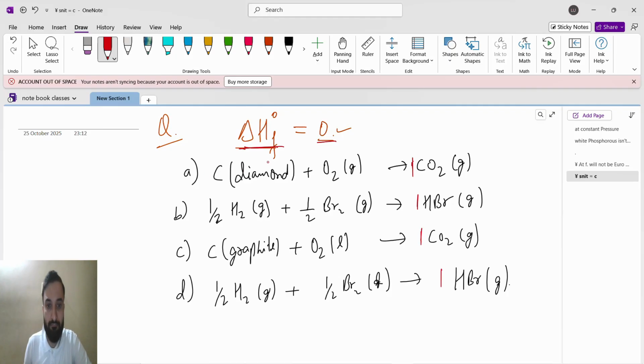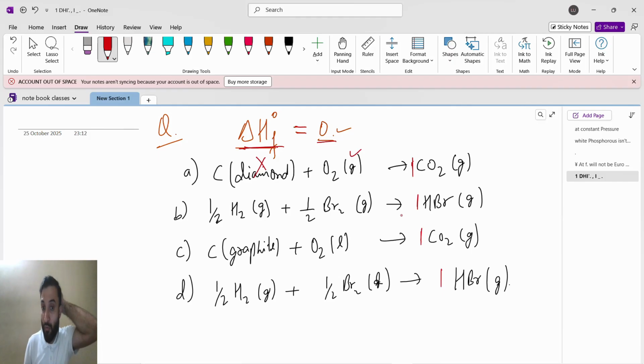So carbon's standard state is graphite, not diamond. So this is not possible. Then oxygen is present in standard state gas, so that part is fine. But it is obviously not equal to 0, right? All are 1 mole, 1 mole, 1 mole, 1 mole. Okay. So what do we want?